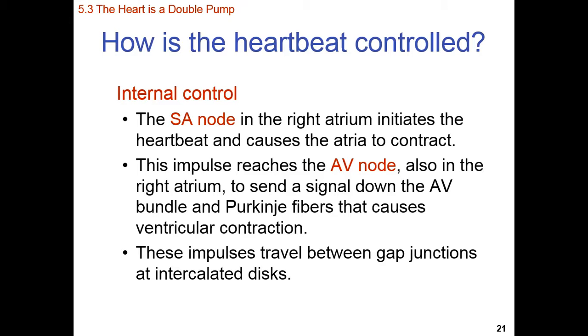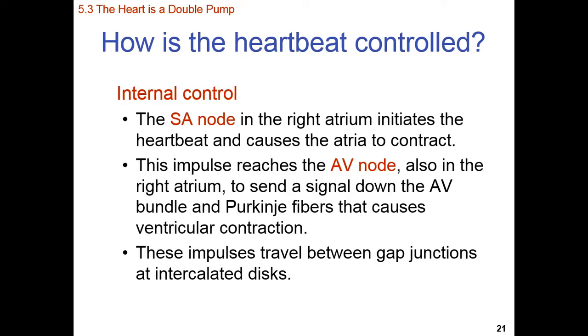To control heartbeat, we're going to have some electrical systems in the heart. We have the sinoatrial or SA node. This SA node is going to be located in the right atrium of the heart. This SA node is oftentimes referred to as the pacemaker of the heart. The SA node determines the overall heartbeat for the patient.